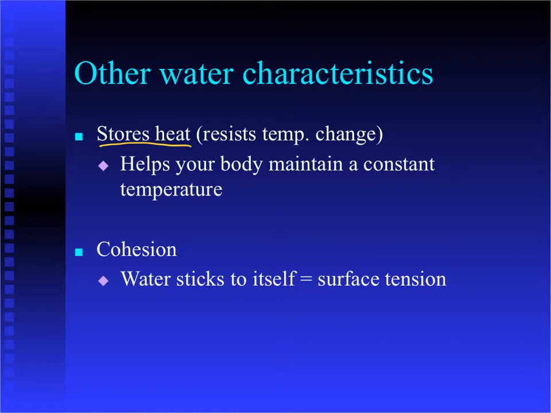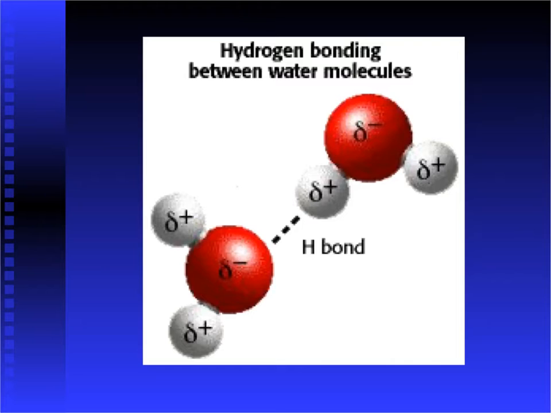Water also has a property called cohesion. That means that water can stick to itself. That's that surface tension thing we talked about earlier, and it's caused by hydrogen bonds. So as we discussed earlier, the negative oxygens in a water molecule are weakly attracted by the hydrogen bond to the positively charged hydrogen atoms, right?